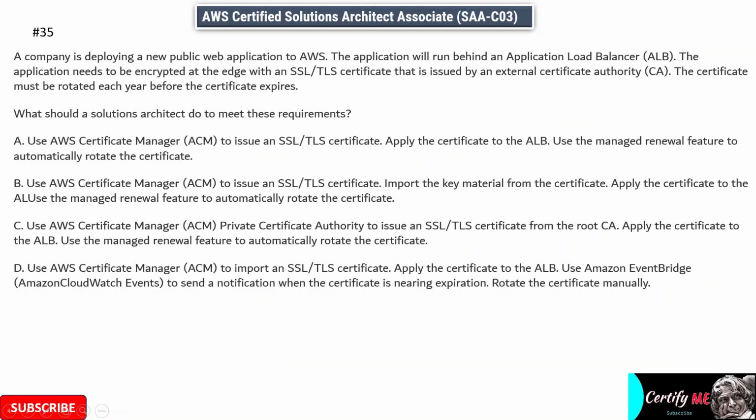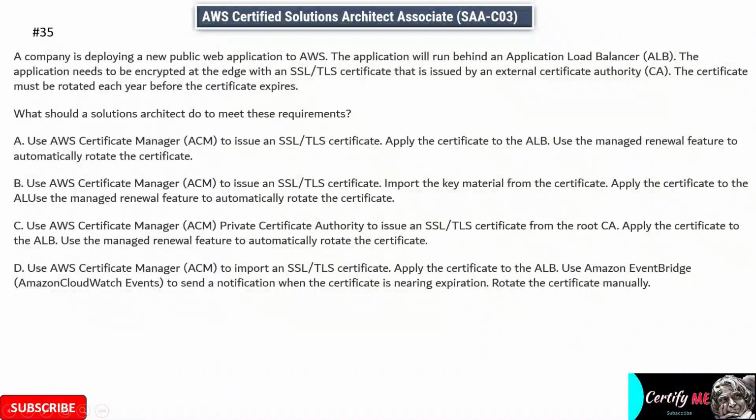Option A. Use AWS Certificate Manager to issue an SSL or TLS certificate. Apply the certificate to the ALB. Use the Managed Renewal feature to automatically rotate the certificate. Option B. Use AWS Certificate Manager to issue an SSL or TLS certificate. Import the key material from the certificate. Apply the certificate to the ALB. Use the Managed Renewal feature to automatically rotate the certificate.